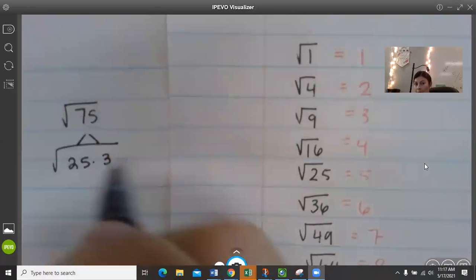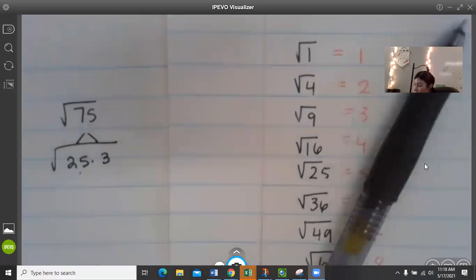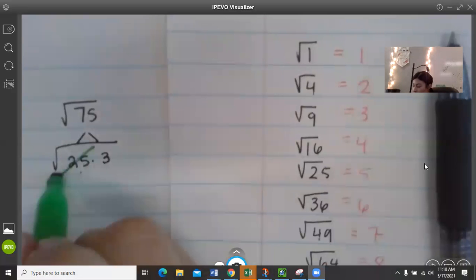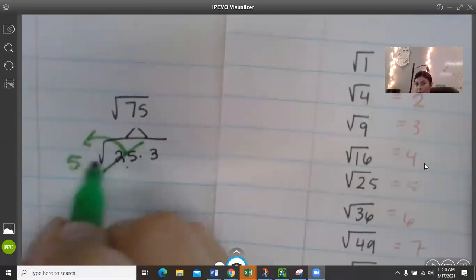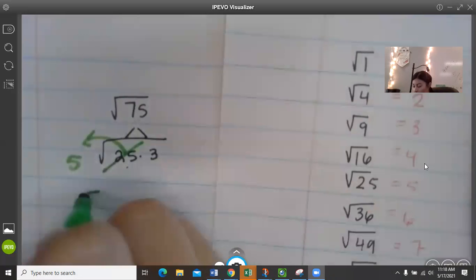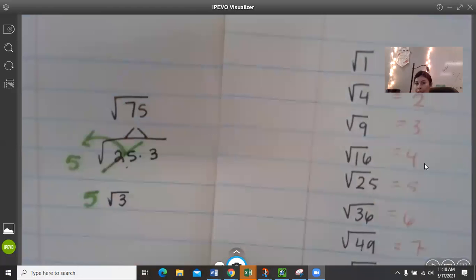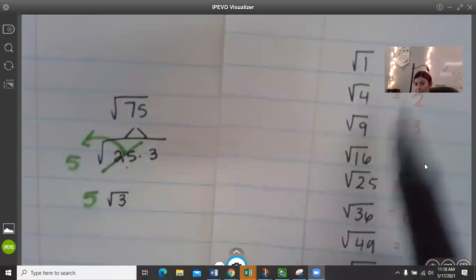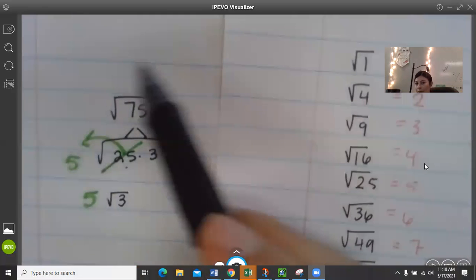So I'm rewriting it. I divided by one of the perfect squares, which was 25. Now I can simplify this. The square root of 25 is 5. So this can come outside the square root, not as 25, but as 5, because the square root of 25 is 5. So my answer is 5 square root of 3. The 3 stays inside because I cannot take the square root of 3. It's not a perfect square. So that is my answer. 5 square root of 3 is how I simplify the square root of 75.